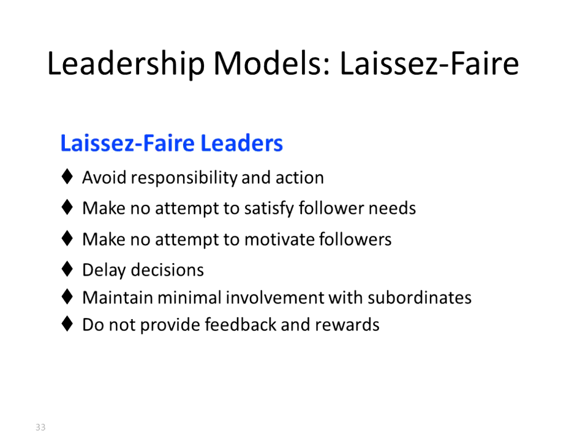They tend to delay decisions and try to stay out of the way, maintaining minimal involvement with subordinates because they feel like their subordinates don't need a lot of leadership. And they don't provide feedback and rewards, possibly. Okay, so it's kind of a negative portrait, but recognize there's a style of leadership called laissez-faire leaders.